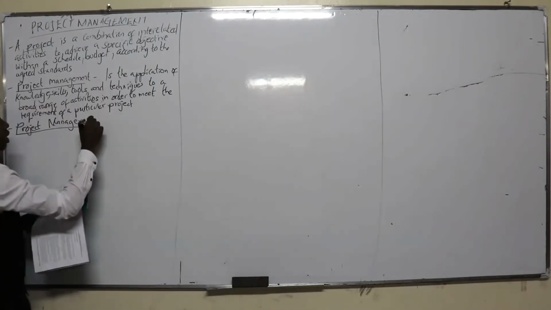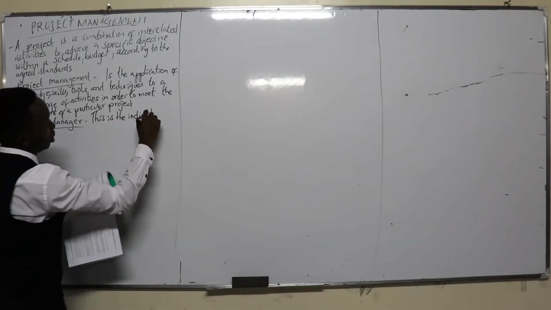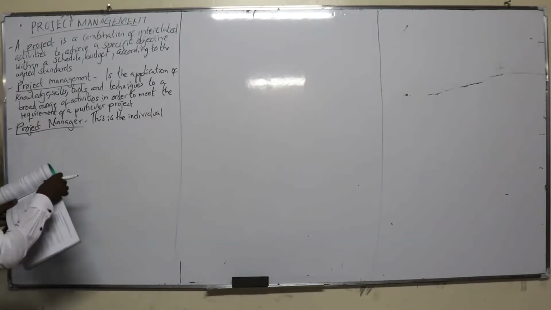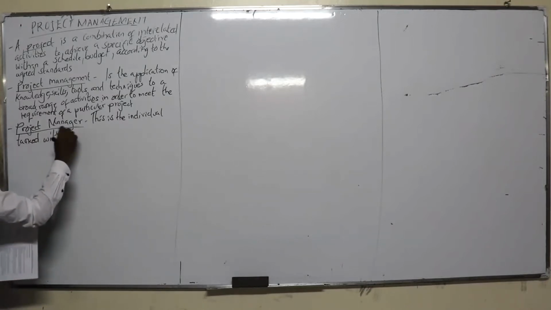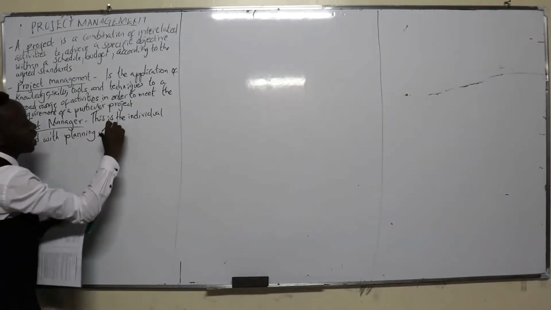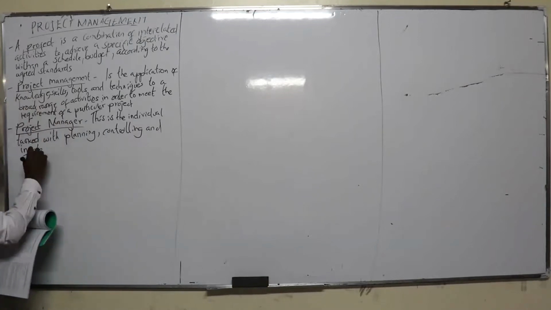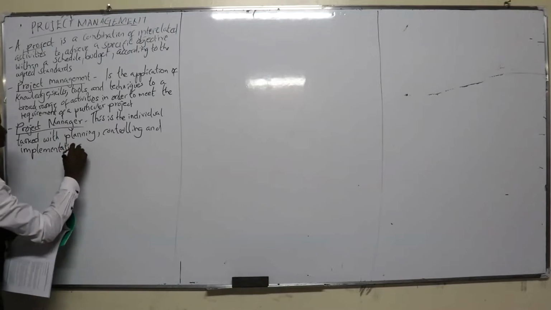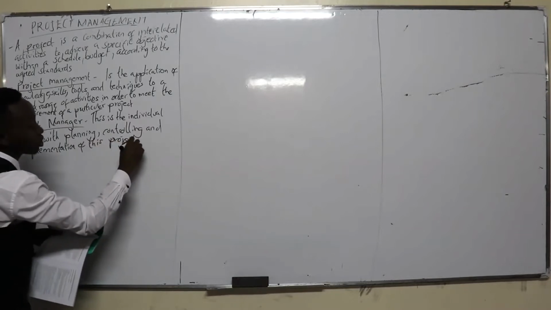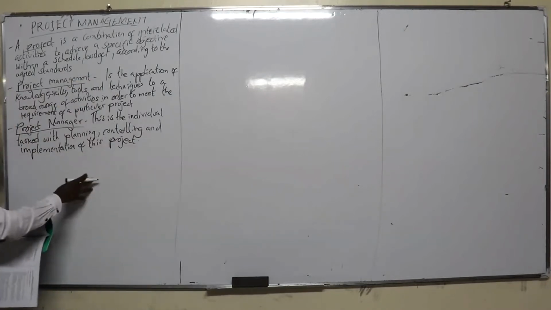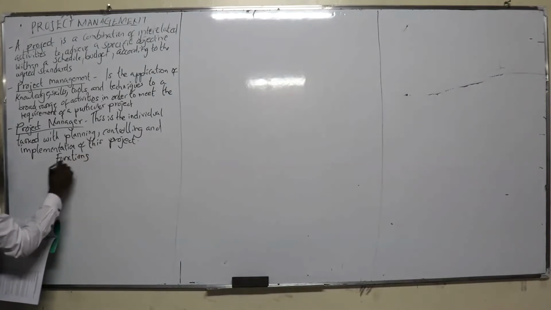This is the individual tasked with planning, controlling, and implementation of this project. He undertakes all the necessary activities in defining what the project is. And then we look at what some of the functions are that this project manager should have.